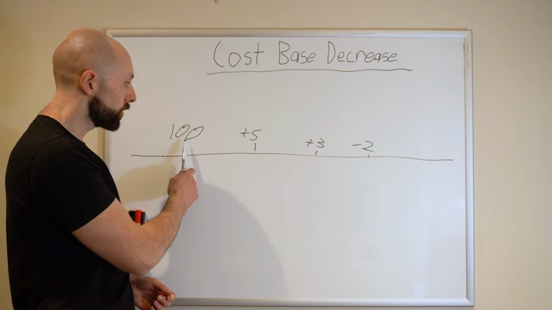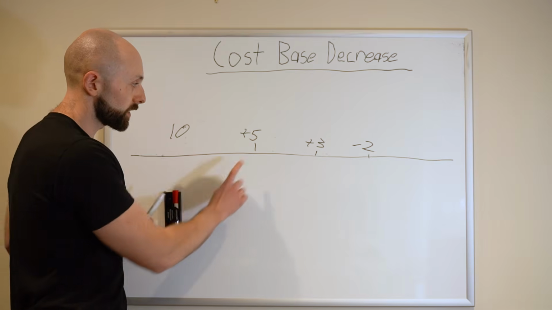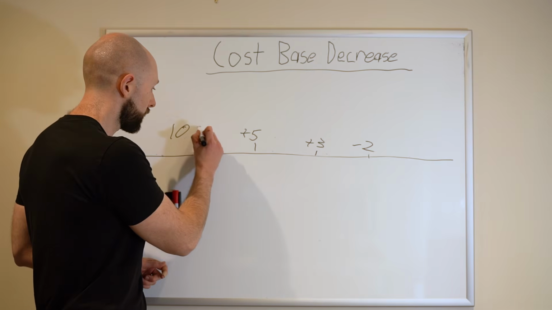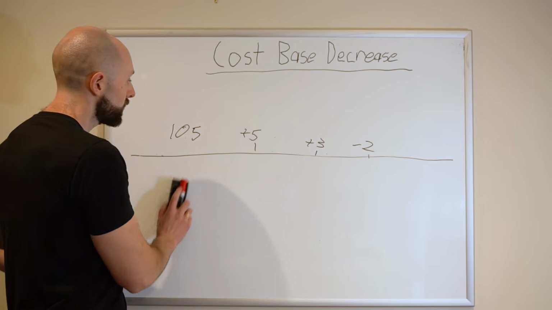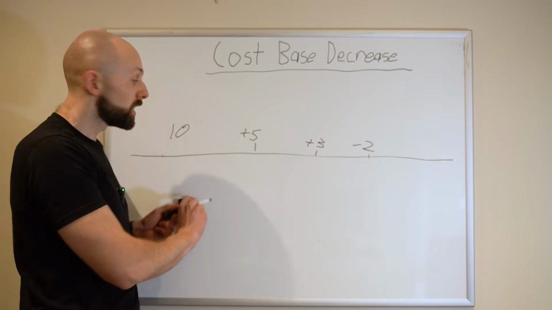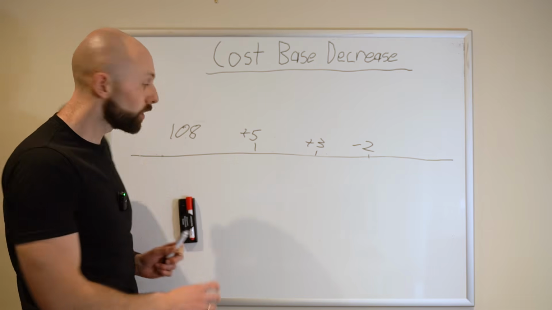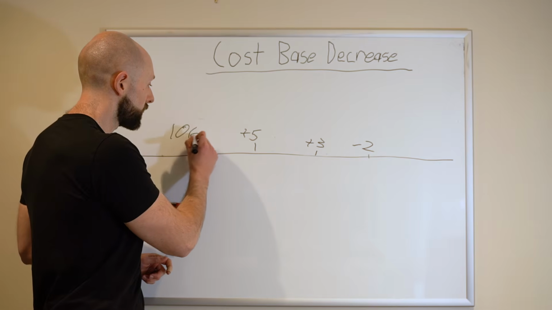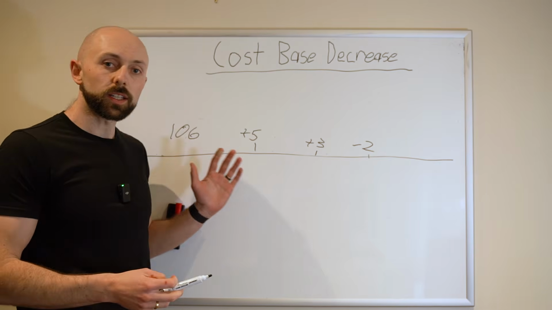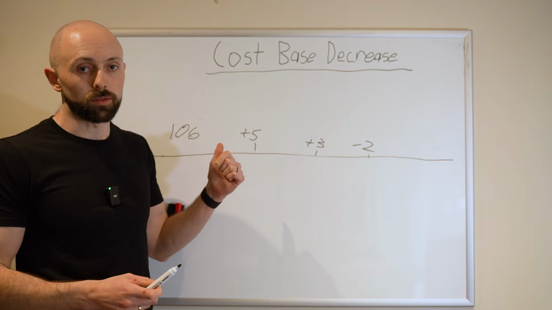So in this case, the 100 would become 105 because we factored in the first cost base increase. Then we come along and there's 3, so now the cost base becomes 108. And then the cost base decrease of 2, so now the cost base becomes 106. You can see you just process them in order across the previous parcels that you've owned.